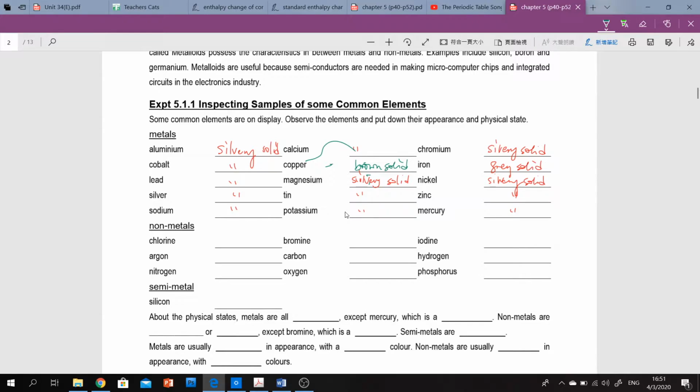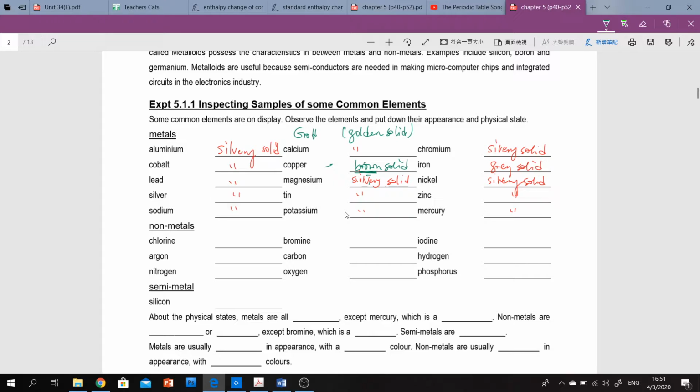Of course, you may think of one more metal which is not silvery. What is that? It is gold. The color of that is golden. Golden solid. So not all metals are silvery, but most of them are.